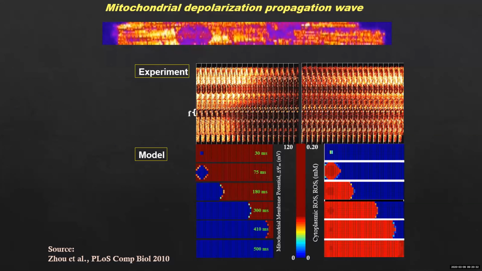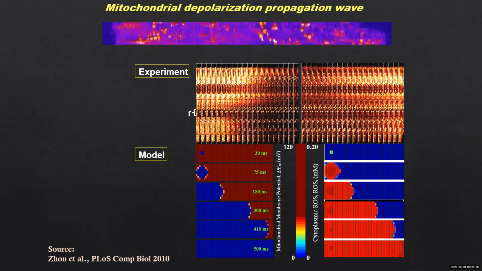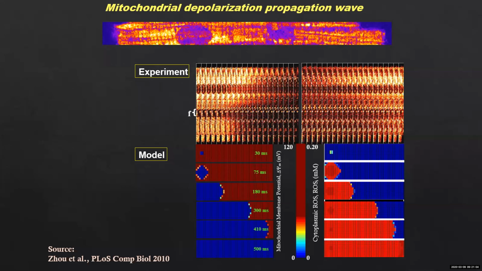For that, we increased the speed of image acquisition, and we could resolve in time the depolarization wave as well as the repolarization wave, as shown in the video. And here is a montage of the depolarization and repolarization. The model was able to simulate the 20 to 25 micrometers per second depolarization shown on the left, of the mitochondrial membrane potential, and the increase in ROS shown in red on the right.